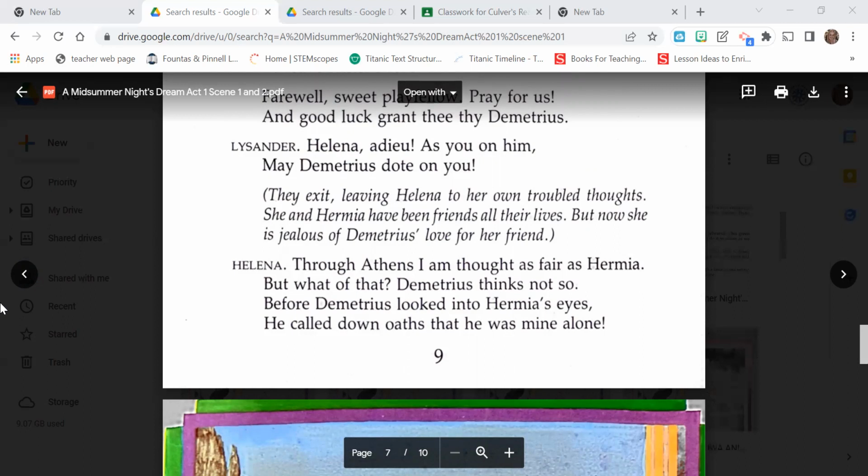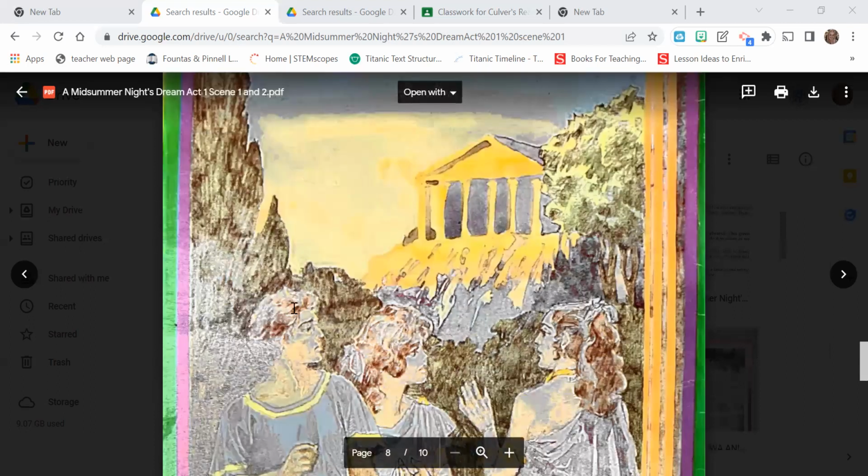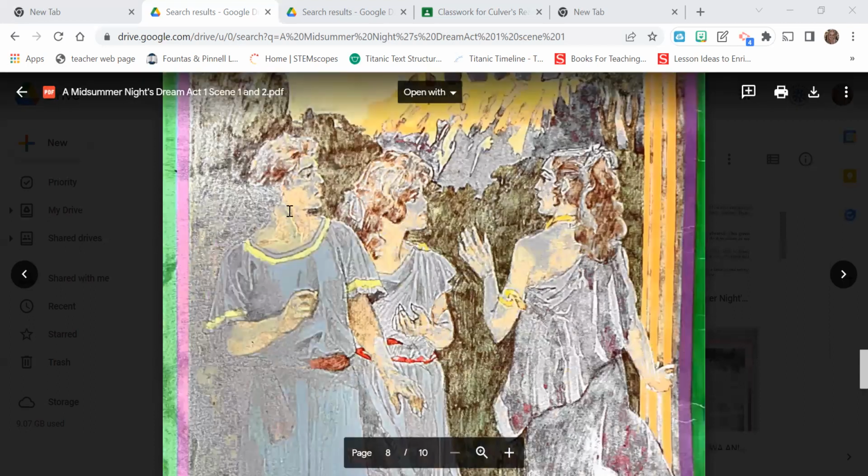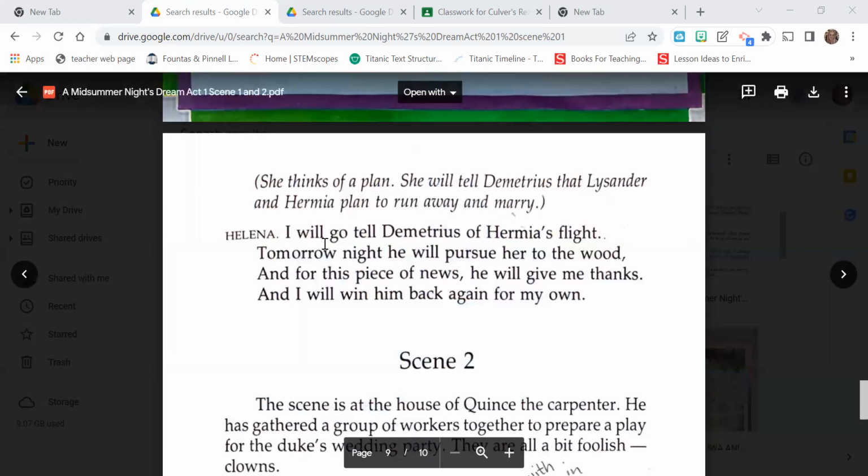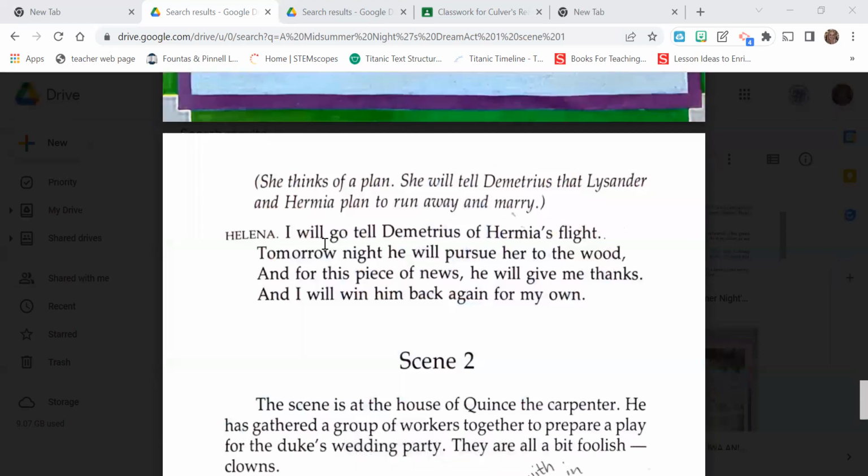So she's saying, I am just as pretty as Hermia. And right before Demetrius started liking Hermia, he was in love with me. What's wrong with me? Why did he stop liking me? And so here's the picture. And you see, this is Lysander and Hermia, and this is Helena, and they're all talking right before Lysander and Hermia left. And then it says, this is still Helena, remember, she thinks of a plan. She will tell Demetrius that Lysander and Hermia plan to run away and marry. Now, here they told her their plan because they thought she'd be happy.